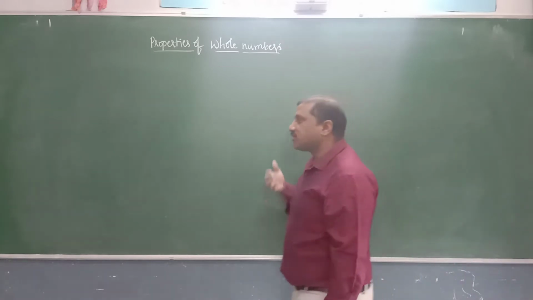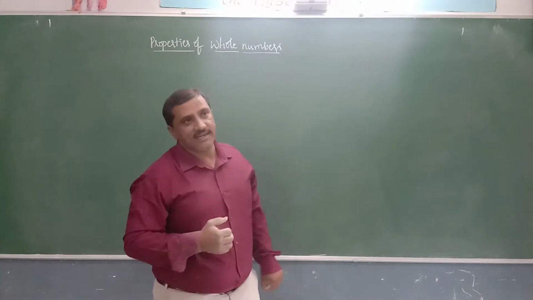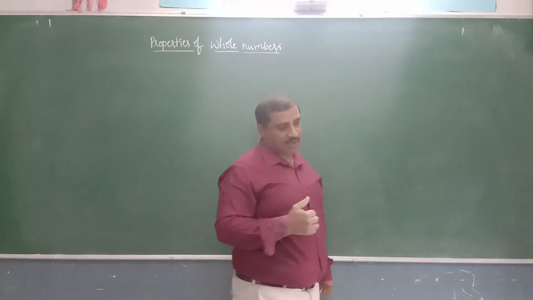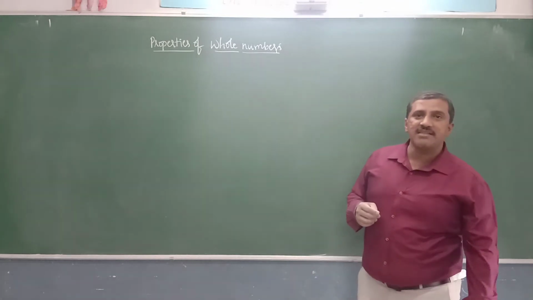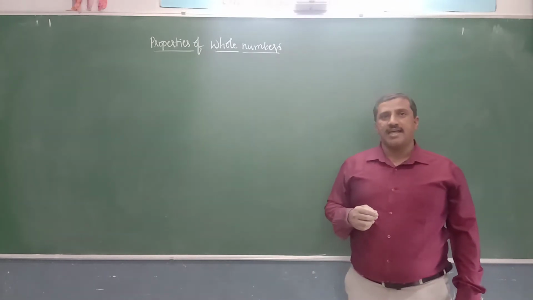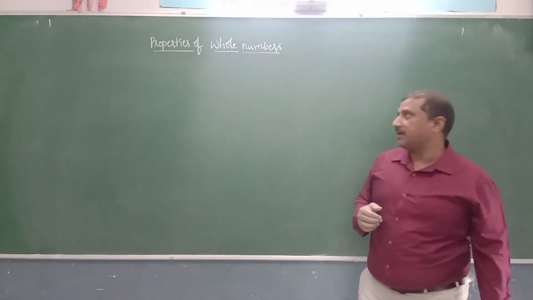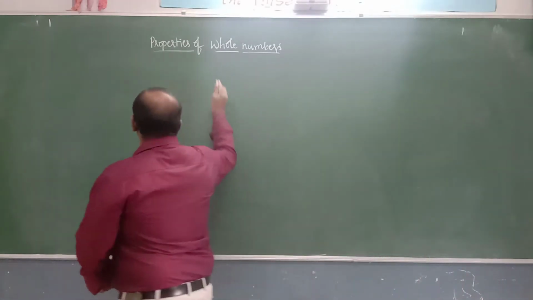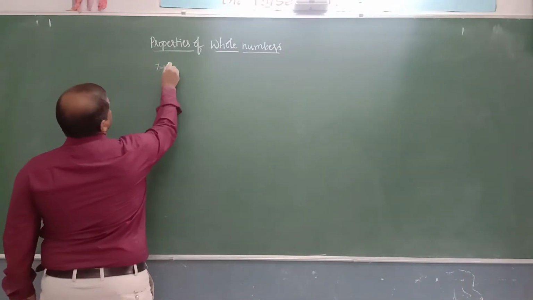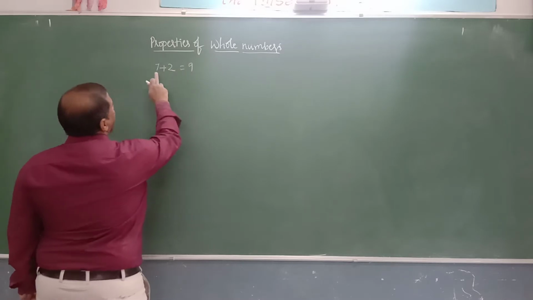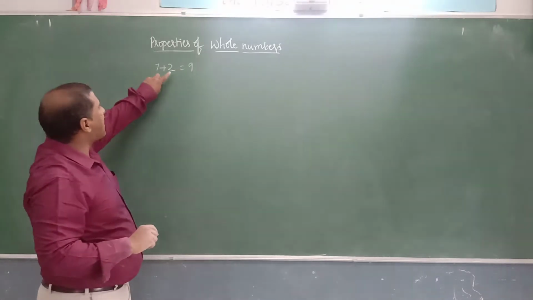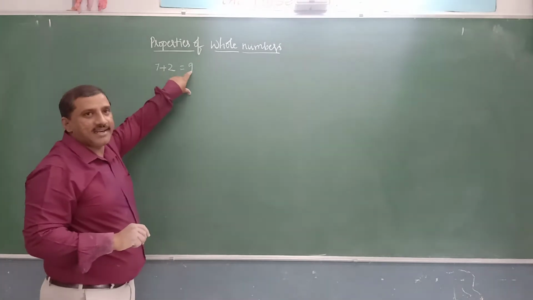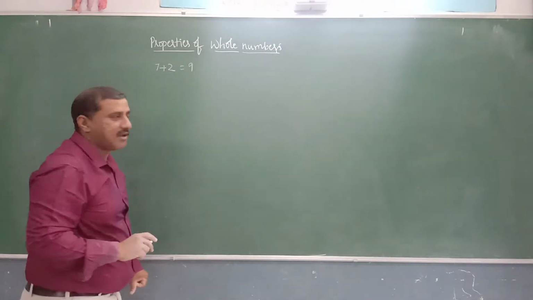Closure property says that if A and B are two whole numbers, then A plus B is also a whole number. You see here, 7 plus 2 is equal to 9. 7 and 2 are both whole numbers, and the sum, 9, is also a whole number.